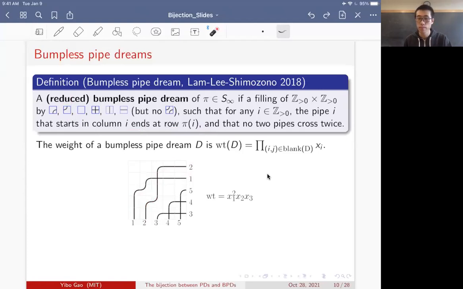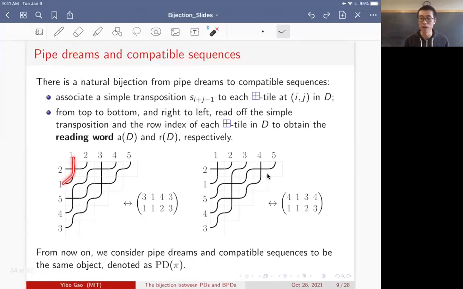Sorry, Yibo, I have a question. Somehow the picture is that now your paths go from bottom to right, and before you go from left to up. Exactly. Is there a reason for that, or just a standard? I guess that's just standard somehow. Or you kind of need that because you want to index your rows still from 1 to 3 from the top, so you have to do it this way. But that's a really good point. So in the bumpless pipe dream, each pipe will travel up and then go to the right, while in the pipe dream, you travel down and go to the left.